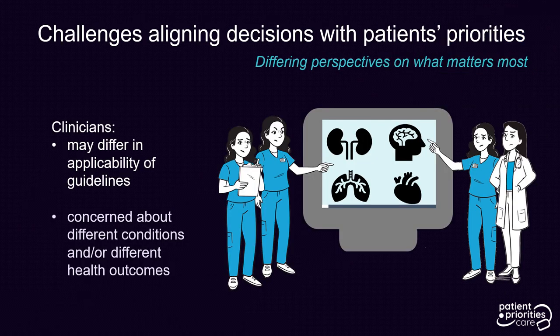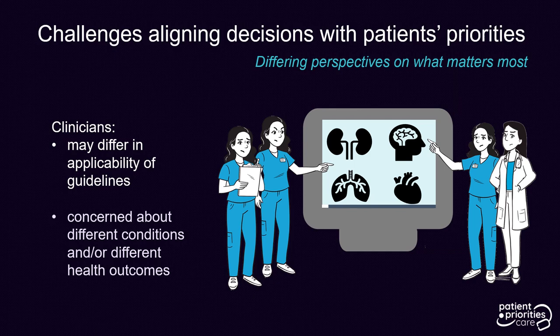Differing perspectives among clinicians can also be a challenge. This may occur between the primary clinician and a specialist, or between two specialists who are focused on their specific disease. Clinicians may vary in how and whether current evidence or guidelines apply to a specific patient. How do you broach these differences in perspective, which may lead to conflicting recommendations to the patient?